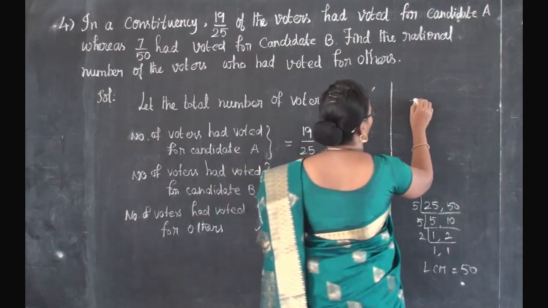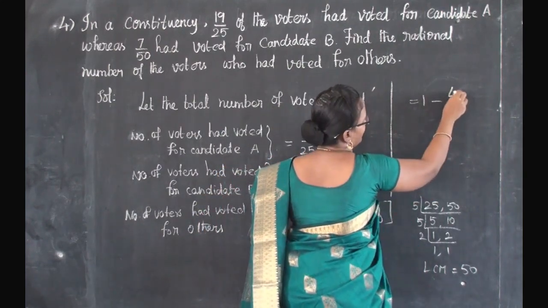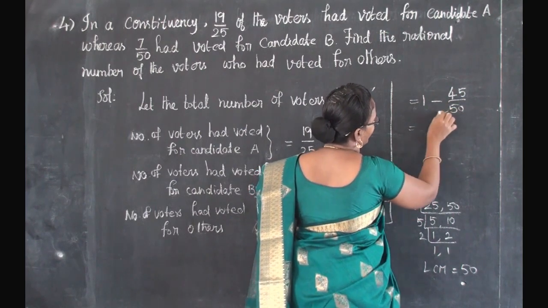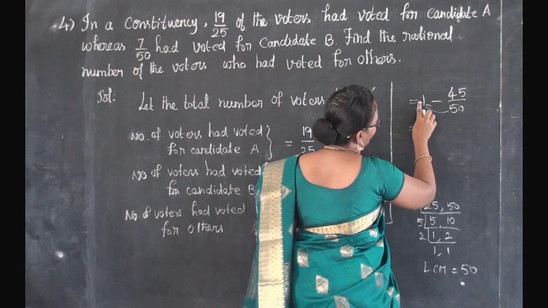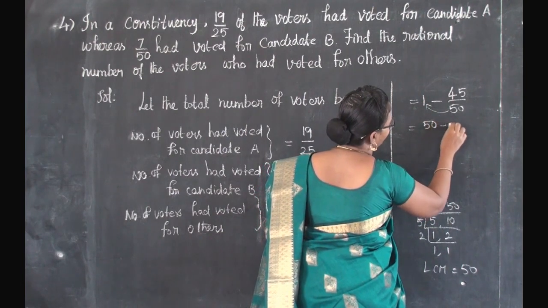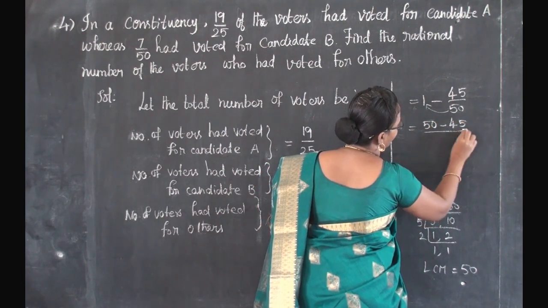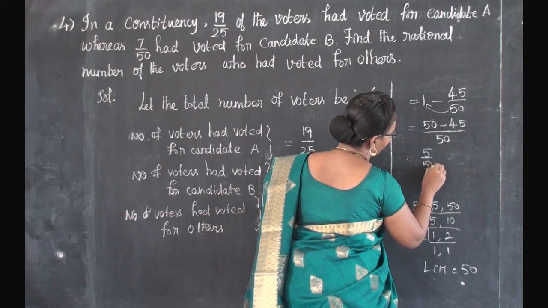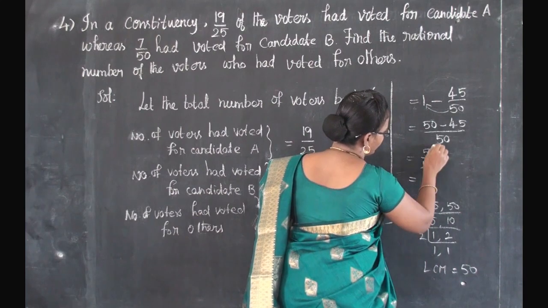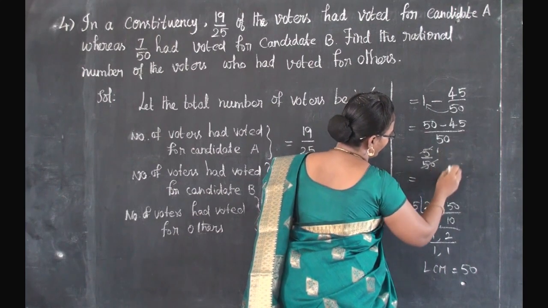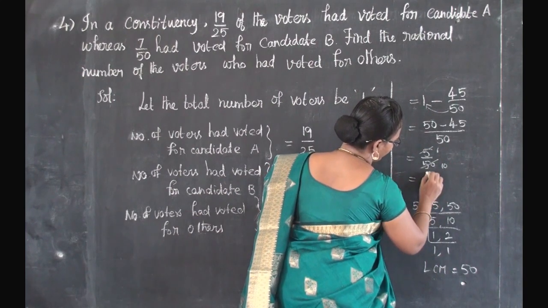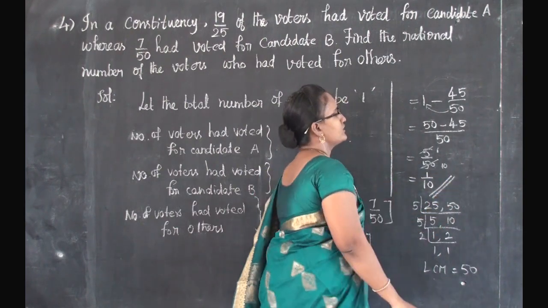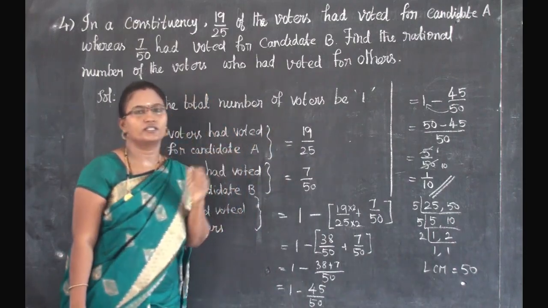Now 1 minus 45 by 50. Multiply with numerator, 1 into 50 minus 45 divided by 50. We get 5 by 50. So cancel this by 5. 1 5 is 5, 10 5s are 50. So 1 by 10 of the voters voted for others.